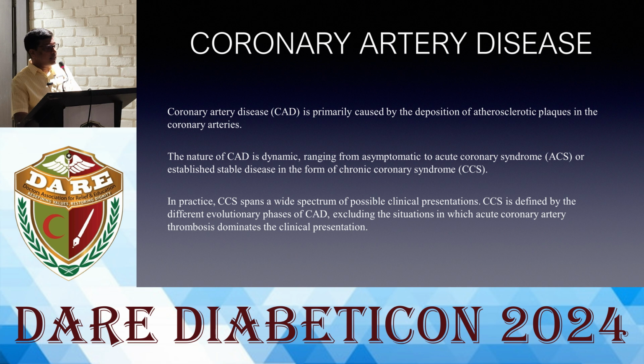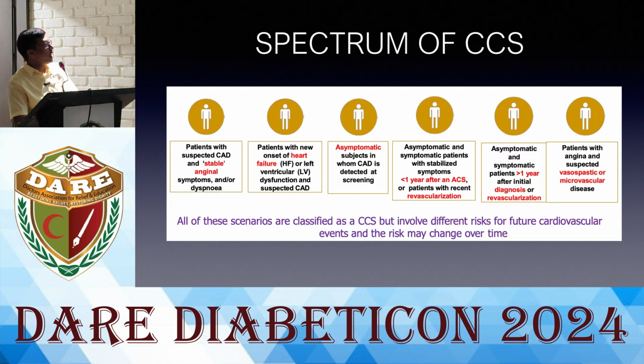So, in practice, CCS spans a wide spectrum of possible clinical presentations. It is defined by the different evolution phases of CAD, excluding the situations in which acute coronary artery thrombosis dominates the clinical presentation. So, no thrombosis, the conditions are all chronic coronary syndromes. The spectrum can be anything. Usually we classify them into 6 categories. One, patients with suspected CAD and stable angina symptoms and/or dyspnea.